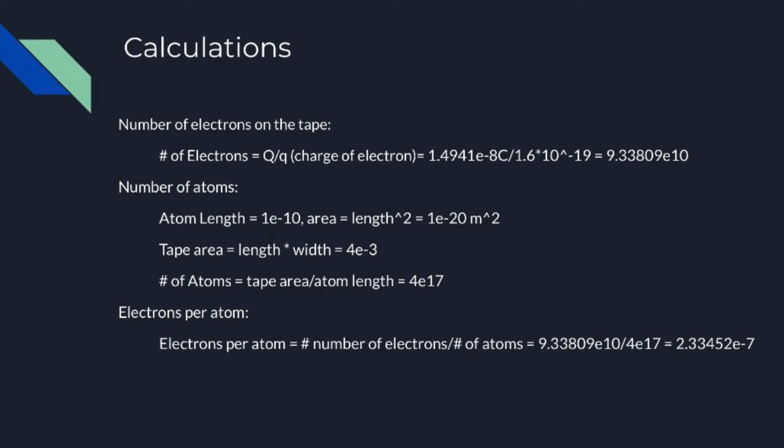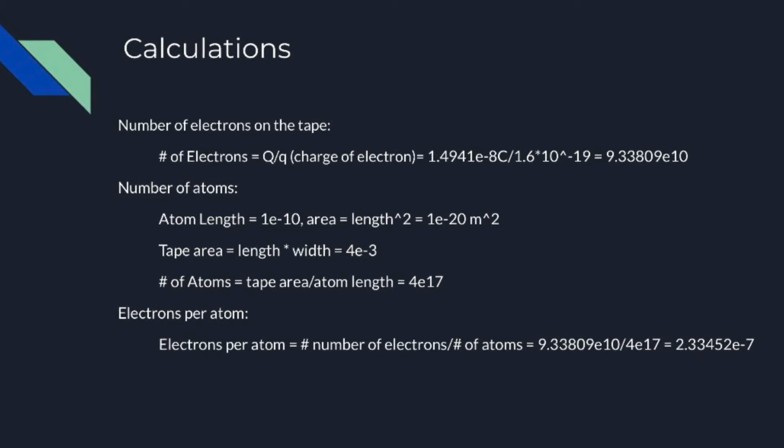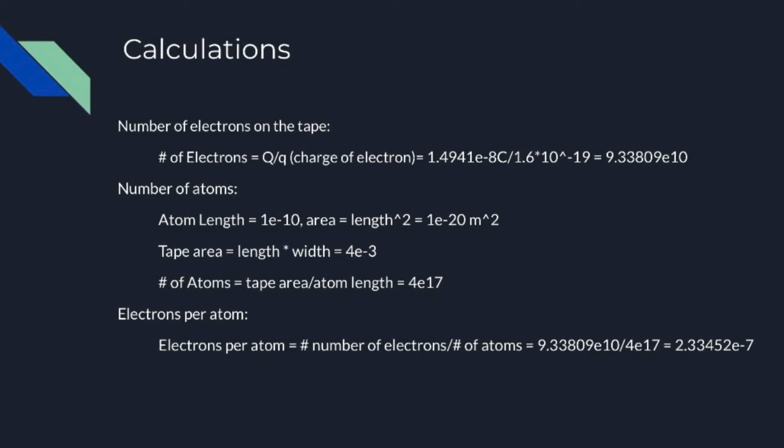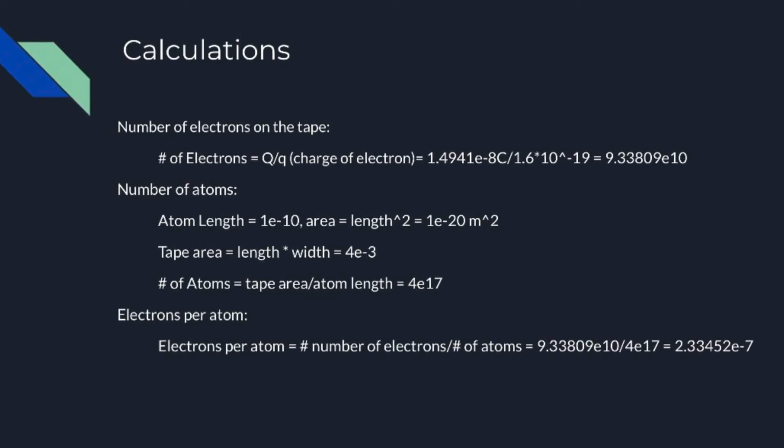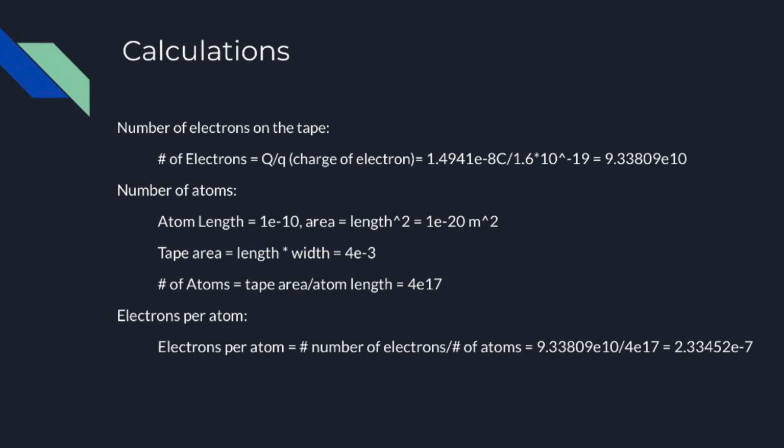Using the data that we collected on the last slide, we can find the number of electrons on the tape by taking the charge of the tape and dividing it by the charge of an electron. By doing this, we get that there are about 9.34 times 10 to the power of 10th excess electrons on the tape. Then, by using the area of the tape and the atom length, we can calculate that there are about 4 times 10 to the 17th atoms on the tape. We can then use the number of electrons to atoms to calculate a ratio of about 2.33 times 10 to the negative 7th electrons per singular atom on the tape.